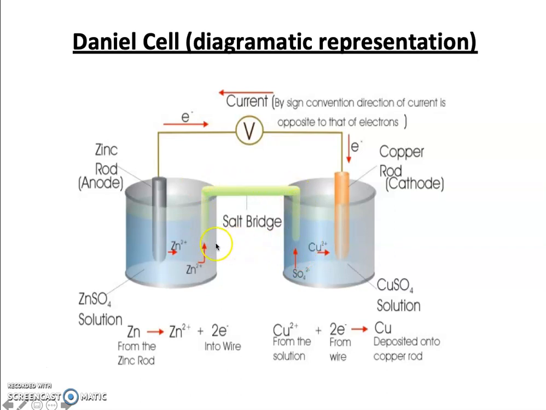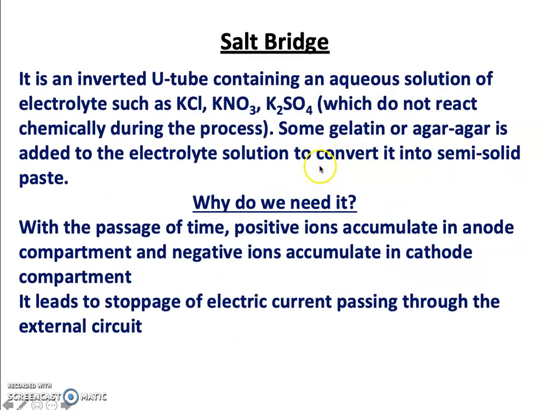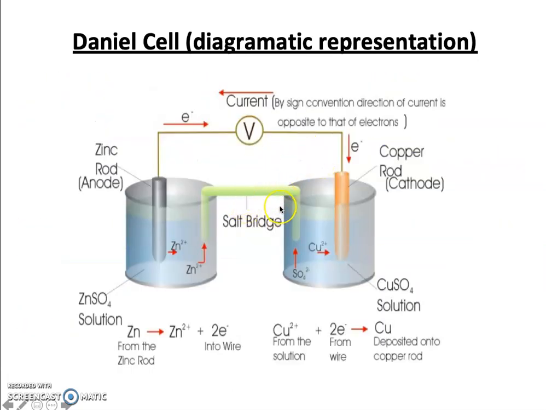Now you see that this is a very, very vital requirement of a Daniell cell, that is the salt bridge. Now this salt bridge is an inverted U-tube and it contains an electrolytic solution. That means the electrolyte. What are the typical electrolytes? They are KCl, KNO3, K2SO4. Now you can take any electrolyte, but basically it should not react with the zinc ions or the copper ions. Now this electrolytic solution, we place agar-agar or a gelatin medium, so that the electrolyte is not in the form of a solution but in the form of a paste.